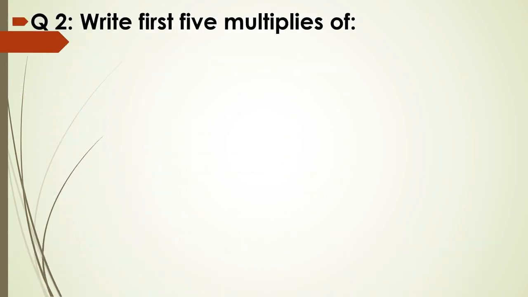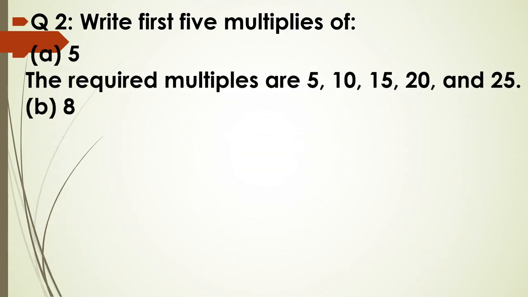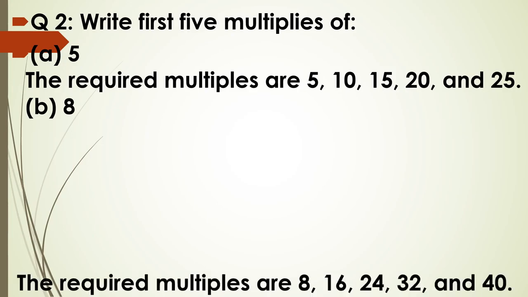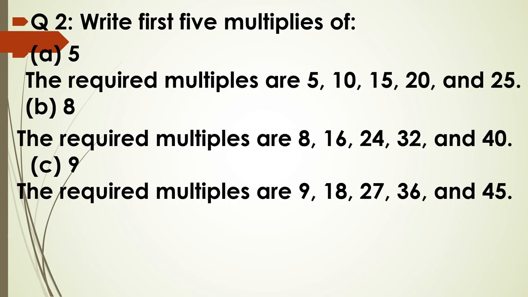Now see question number 2. Write first 5 multiples of 5. So first multiple is 5 only: 5, 10, 15, 20 and 25. In the same way, first 5 multiples of 8 are 8, 16, 24, 32 and 40. First 5 multiples of 9 are 9, 18, 27, 36 and 45.